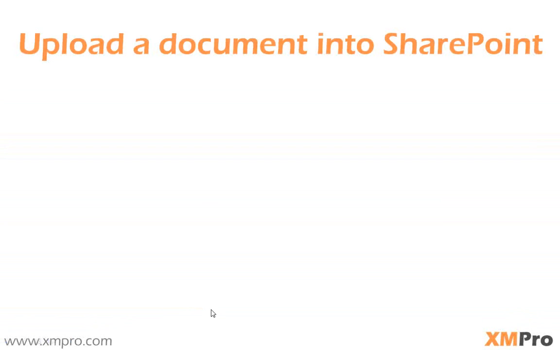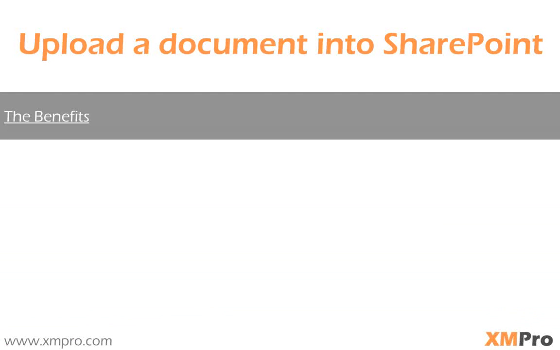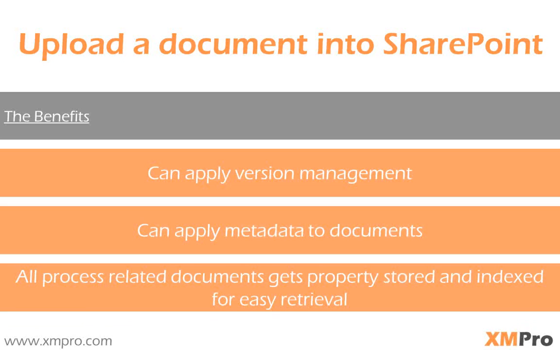The second area we wanted to touch on was how to upload a document into SharePoint. First of all, the benefits of doing that from within a process environment is you can apply your version management. You can apply your metadata to the documents. So if you have specific documentation which needs to be uploaded, if you've got a policy documentation or a contract which has specific metadata attached to a contract, you'd want to push that through into SharePoint as well. SharePoint handles the indexing of that, which means the searching and bringing out of that information is very quick.